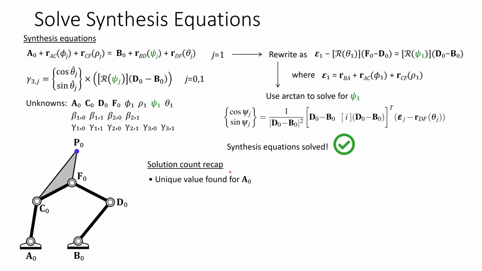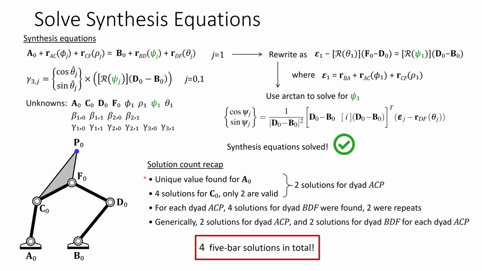To recap, we found one unique value for A naught. We found 4 solutions for C naught, but only 2 were valid, yielding 2 solutions for dyad ACP. And then for each dyad ACP, we found 4 solutions for dyad BDF, but this includes 2 repeats each. So generically, we find 2 solutions for each dyad ACP, and then for each of those, we find 2 solutions for dyad BDF, yielding 4 5-bar solutions in total.